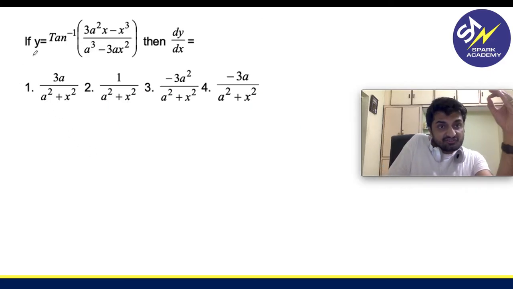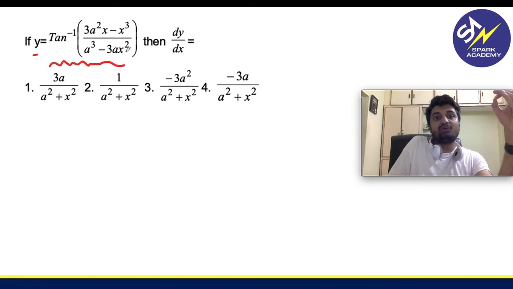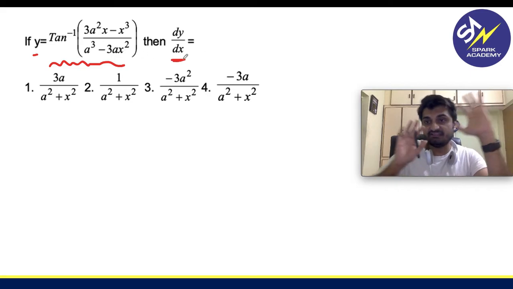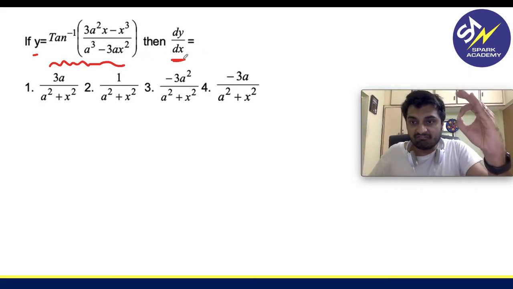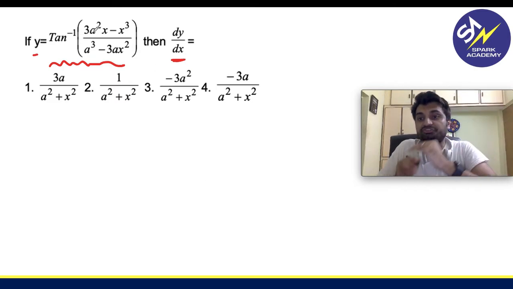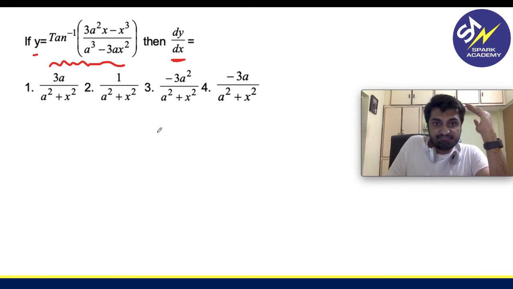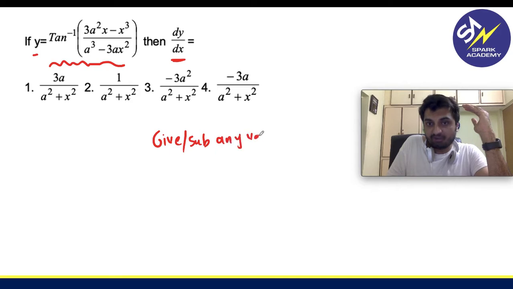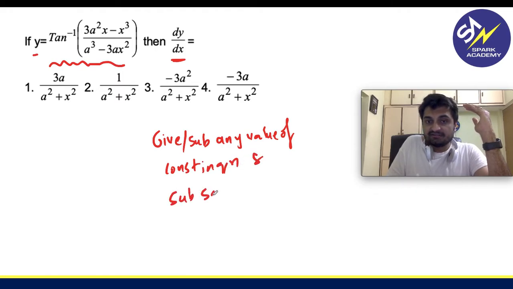The question given is y equal to tan inverse of (3a square x minus x cube) by (a cube minus 3ax square). They are asking us dy by dx. Whenever in differentiation we are given a constant in the question and constant in the options, give or substitute any value of the constant in the question and substitute the same constant in the options.